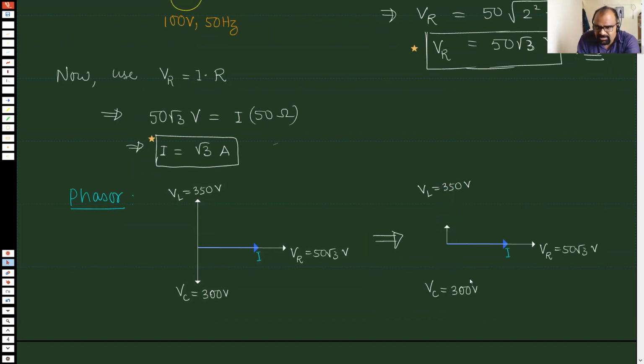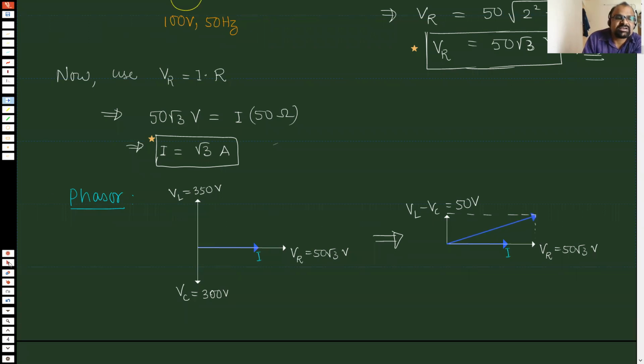This will become VL minus VC, and this will become 50 volts. Is that fine or not? Come on, 350 and 50: because they are in the opposite direction, they will eventually get subtracted, even though we are actually adding these two vectors. So this will be VL minus VC, and that will be 50 volts. And now when we add this phasor and this phasor, these two, we get this phasor.